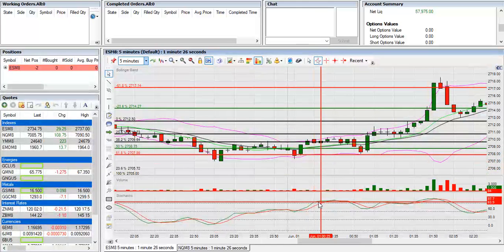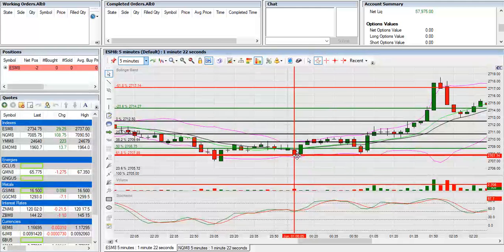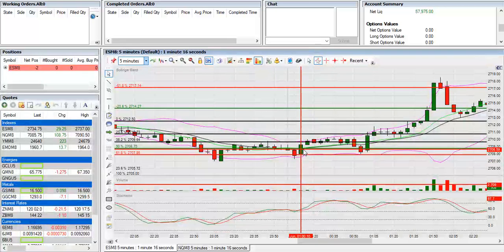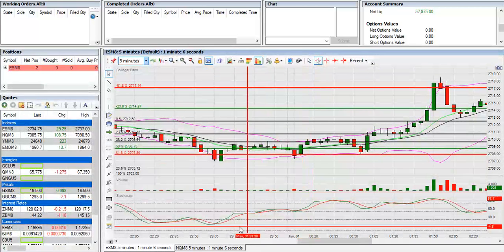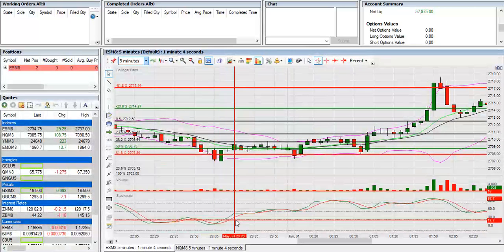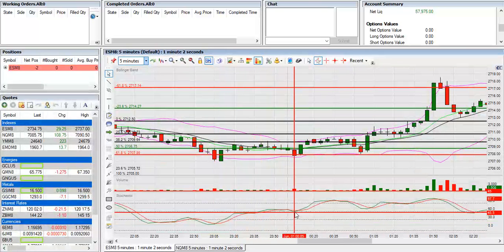It hit my 80 and it started curling. So if you're comfortable taking a long trade off the 61.8 retracement level, then you can pick the trade up because we have a confirmation here that we're bullish. Our momentum is increasing. We're creating higher lows as momentum moves to the upside.